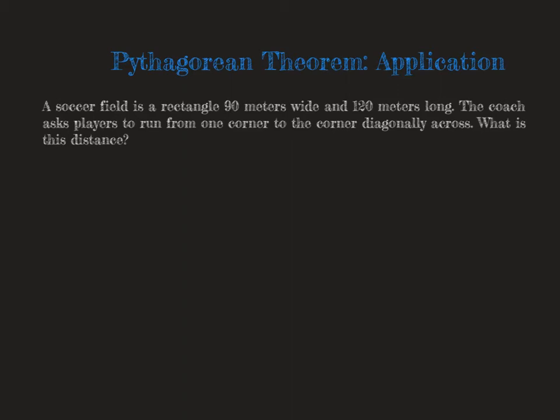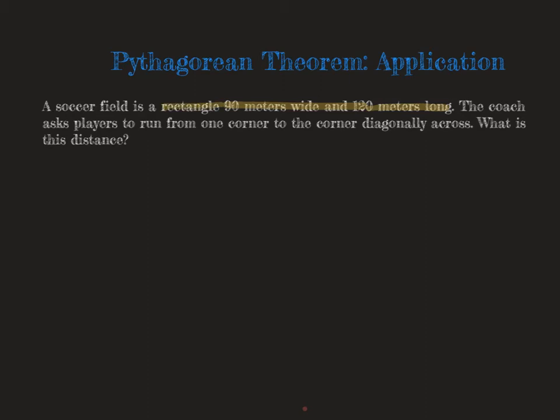For this one, it says a soccer field is a rectangle 90 meters wide and 120 meters long. The coach asks players to run from one corner to the corner diagonally across. What is this distance? So let's start by getting all the information that we need. We have 90 wide and 120 long. And we know that this is going to be a rectangle.